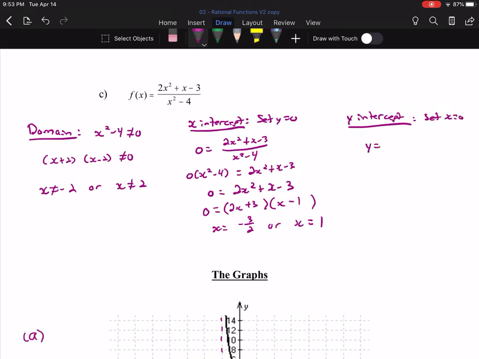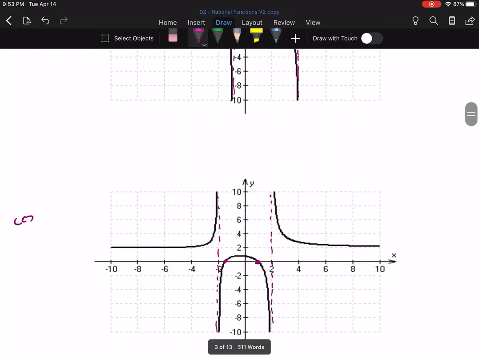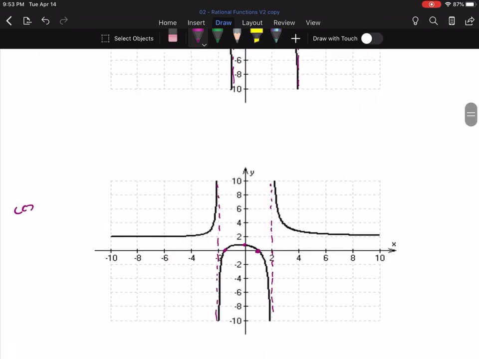set x equals 0, so I get y equals, let's see, 2 times 0 squared, that's 0, plus 0, that's 0. I get negative 3 on the top. And then 0 squared minus 4 on the bottom, I get negative 4. I can simplify that to positive 3/4, which if I want to graph it, maybe I want to know the decimal value, 0.75, and that comes out in the graph right about there.